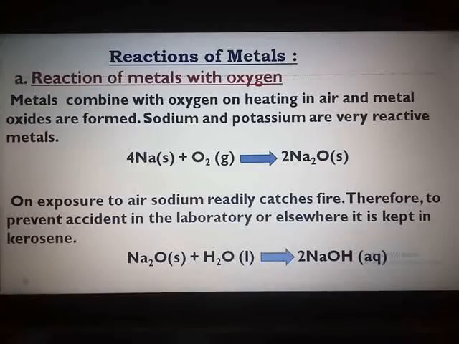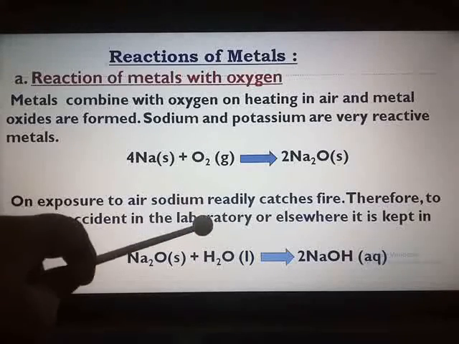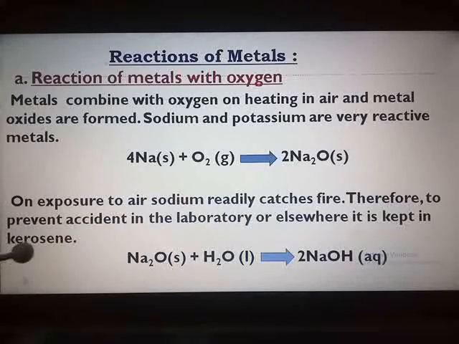Now, this sodium metal is so reactive that it combines with oxygen in the air even at room temperature and forms sodium oxide. On exposure to air, sodium readily catches fire, and hence to prevent any accident in the laboratory or elsewhere, it is always kept in kerosene.